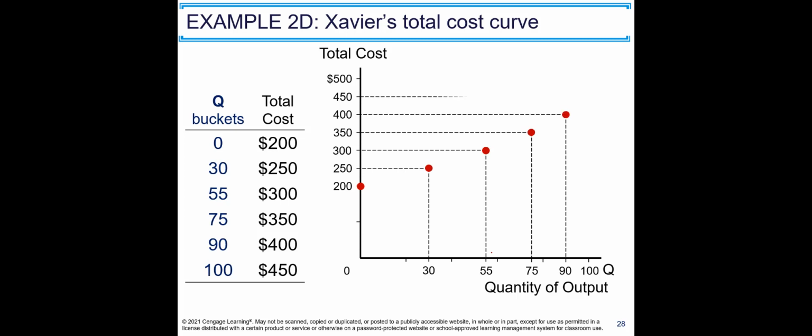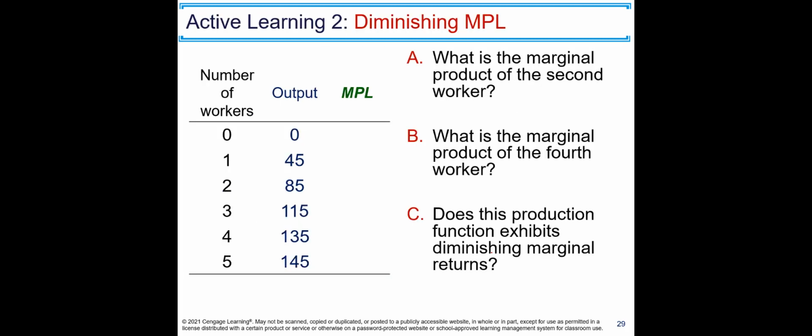So when you have 0 popcorn, you pay 200. When you produce 30 popcorn, total cost is 250. 55 popcorn, it's 300, and so on. So let's now talk about diminishing marginal product. Before that, let's find the marginal product of workers on the table.